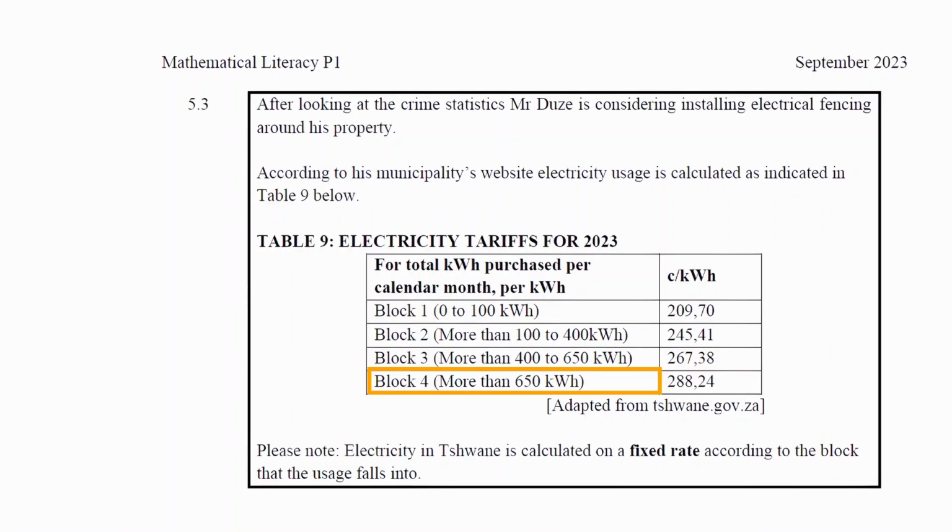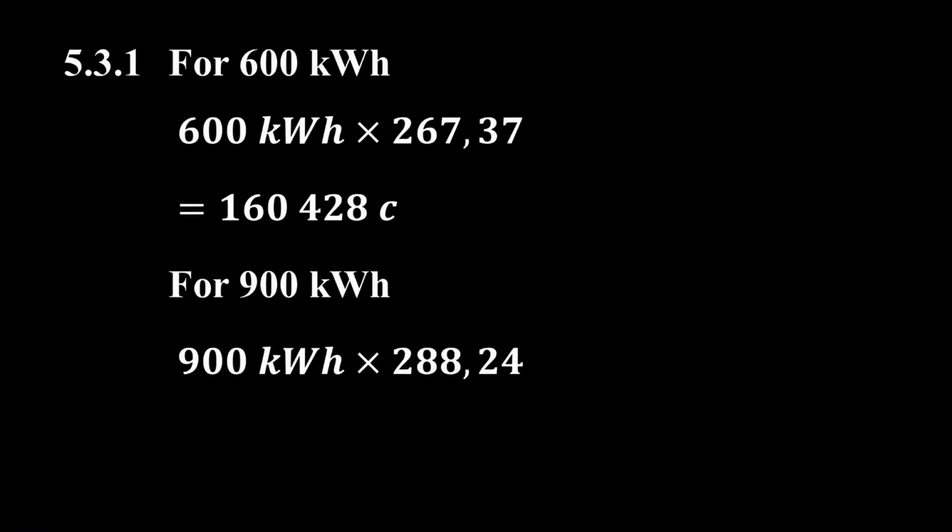The next step is to calculate the cost of 900 kilowatt hours of electricity. 900 kilowatt hours of electricity falls into block 4. This means that the rate equals 288.24 cents per kilowatt hour of electricity used. The cost of electricity will be 900 kilowatt hours multiplied by 288.24 cents per kilowatt hour, and this equals 259,416 cents.